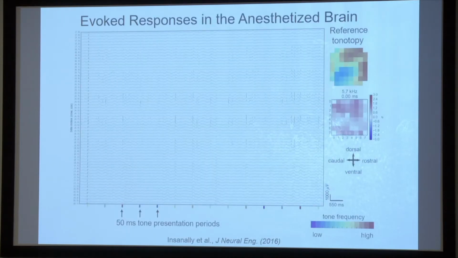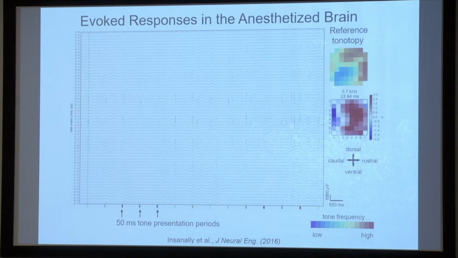And so this is an example of what we capture from 64-channel arrays. This is evoked activity from different auditory stimuli in our animals. This is under anesthesia, and so we see different spatial patterns of activation depending on which frequency we present.